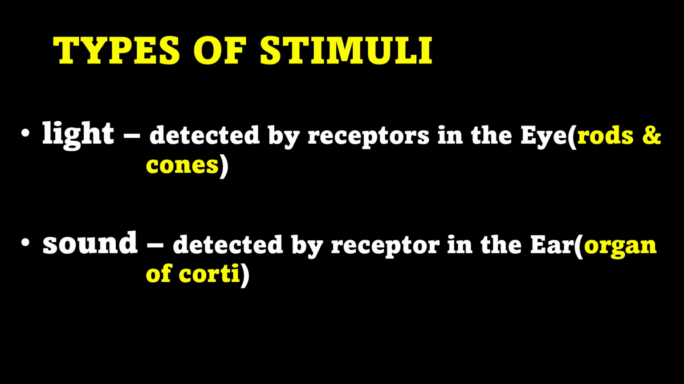Then the second type of stimulus that we need to know under this topic is sound, and sound is detected by a receptor in the ear called the organ of Corti. It is not the ear as an organ that allows you to hear, because the ear performs two functions, that is hearing and maintaining balance. But for you to hear sound, a special part of the ear is responsible for it, and that is called the organ of Corti.